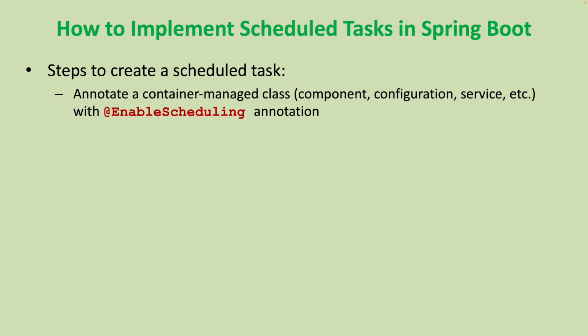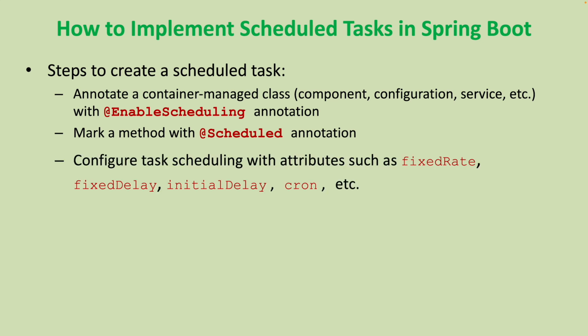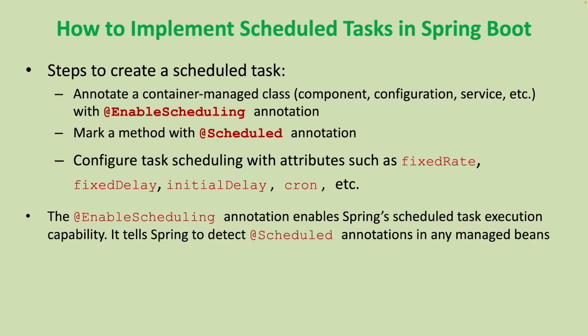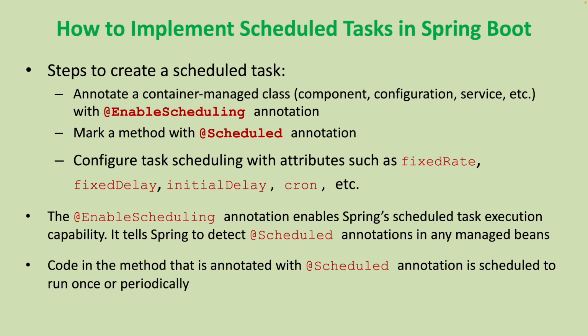And here are the steps to create a schedule task in Spring Framework. Annotate a container managed class such as component, configuration, service, etc. with the enable scheduling annotation, and mark a method with the scheduled annotation, and configure task scheduling with the attributes such as fixedRate, fixedDelay, initialDelay, cron, etc. The enable scheduling annotation enables Spring's schedule task execution capability. It tells Spring to detect schedule annotations in any managed beans in the container. And code in the method that is annotated with the schedule annotation is scheduled to run once or periodically depending on the attributes used.